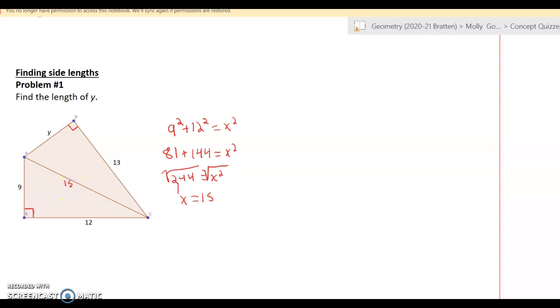So we can do another Pythagorean theorem to find this side length, which is y, which is what we need. In this case, 15 is the hypotenuse. So y squared plus 13 squared equals 15 squared. So that's y squared plus 169 equals 225. Then you subtract 169 from both sides to cancel it out.